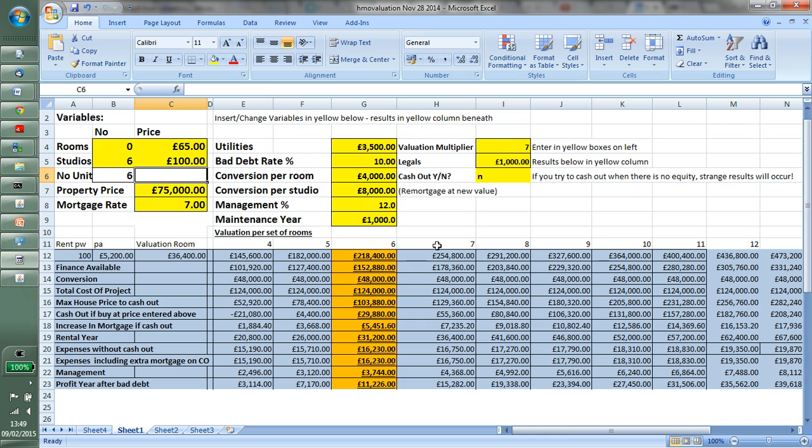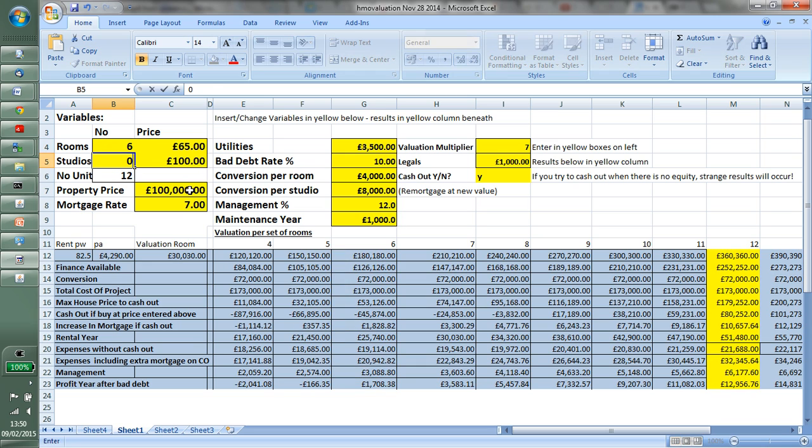Now, if you want to take that money out, we're going to drop a Y in there to make it cash out. And as you can see, the bottom line goes down because you've moved 30,000 of extra equity on into the next property. So you have to finance that with a mortgage rate, but you still end up with a nice £6,000 of net rent. So let's go back to our original example, £100,000, 6 rooms, no studios.